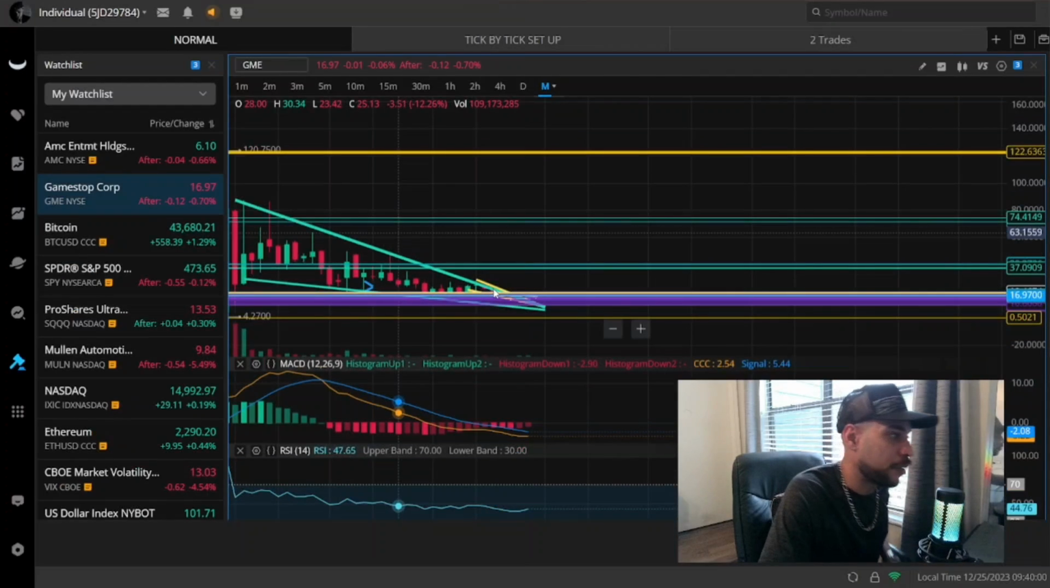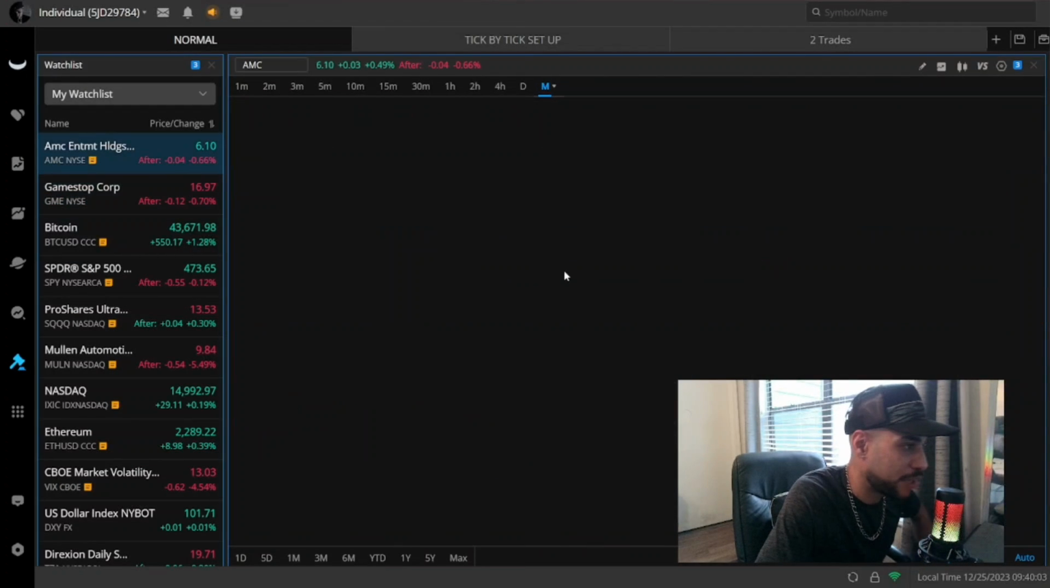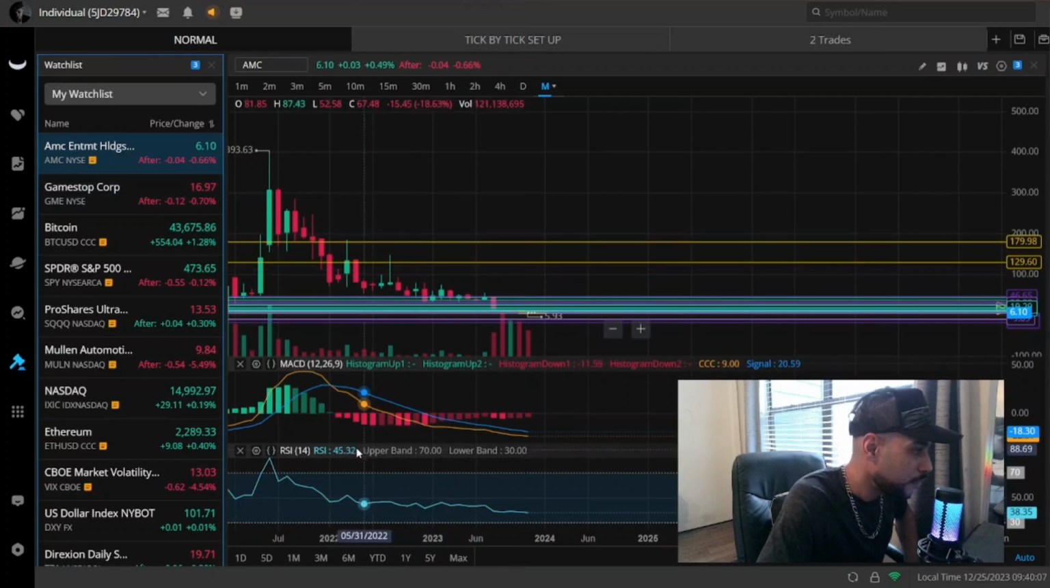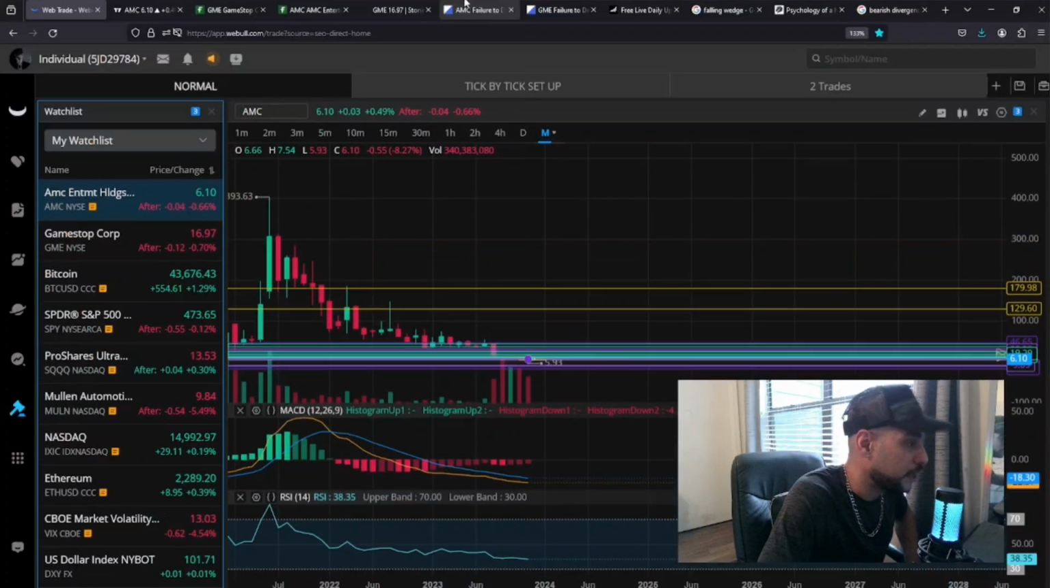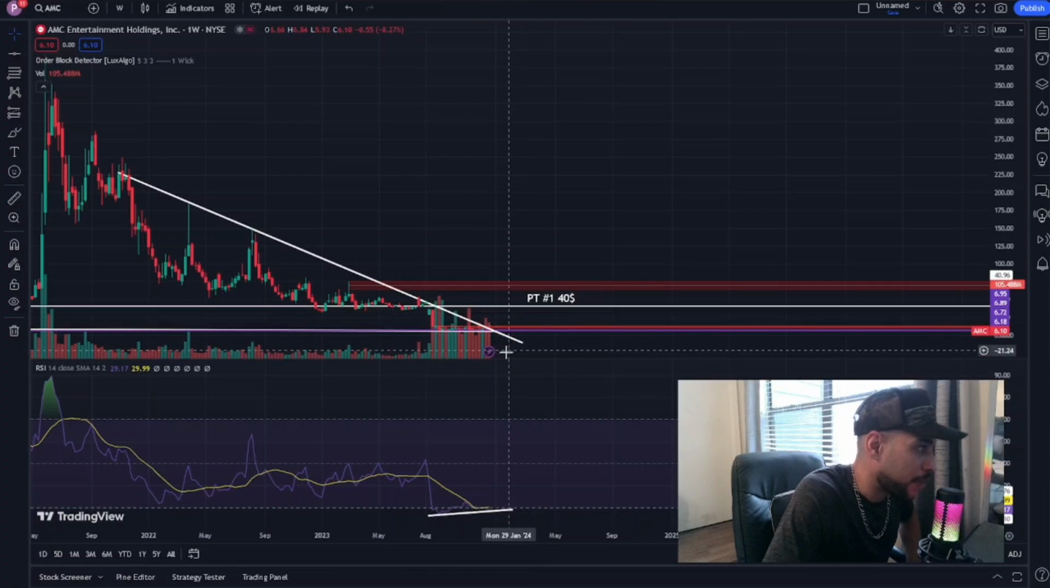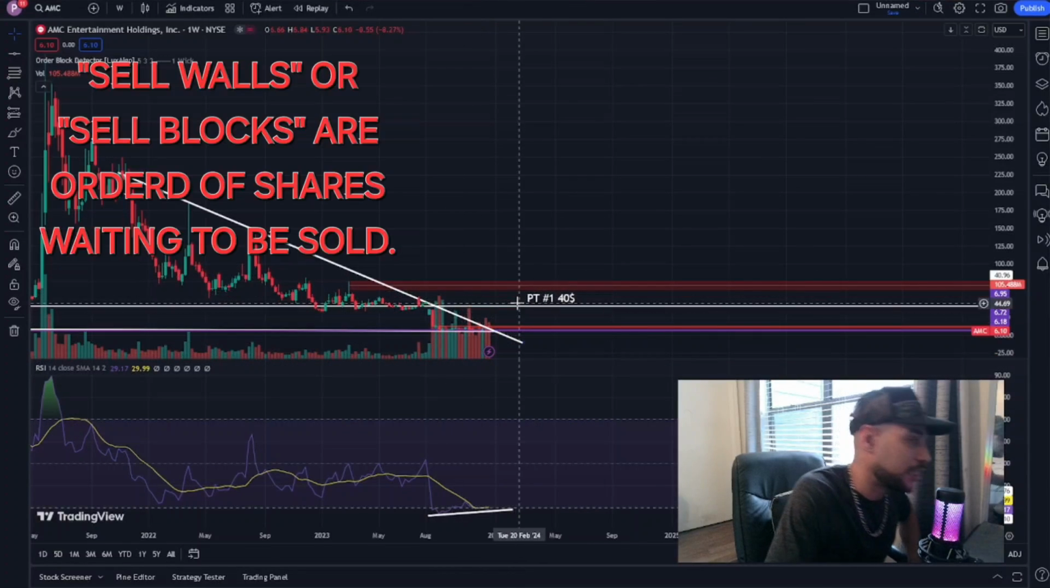It takes a while to play out, but when it plays out, it plays out in a big way. This is a big move for AMC. RSI is starting to trend up while price is trending down, showing that AMC is in the bottoming process.